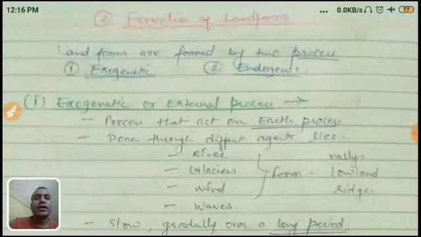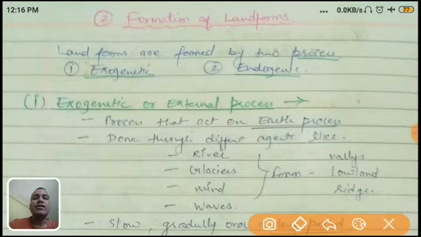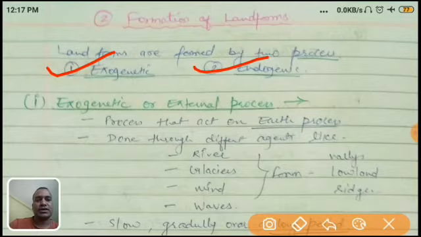So today I'm going to explain to you the formation of landforms, how these landforms are formed. Landforms are formed by two processes. How are these lands formed? Basically, they are formed by these two processes: the exogenic and the endogenic process. So we will study in detail.